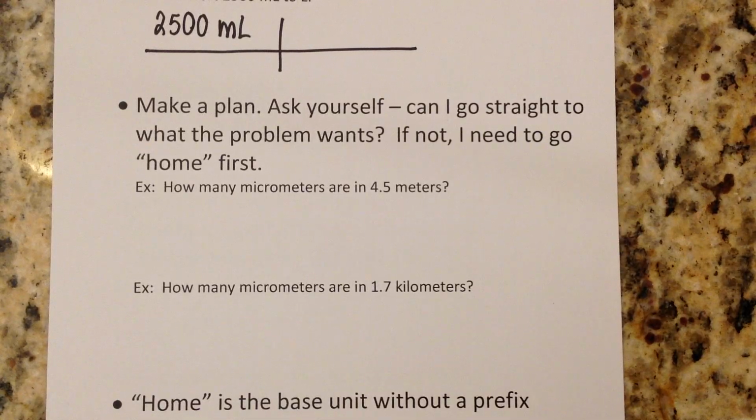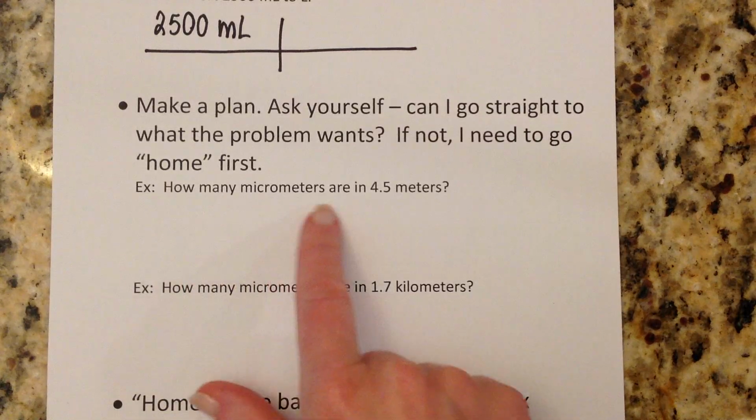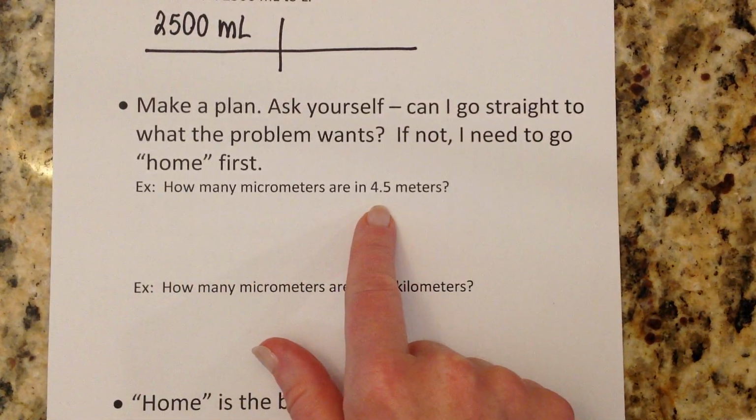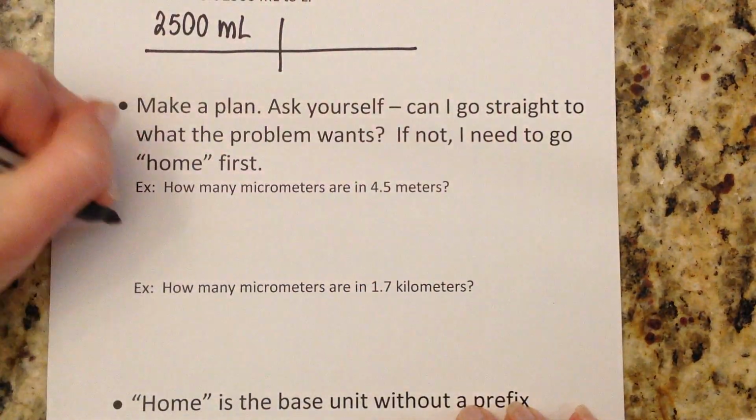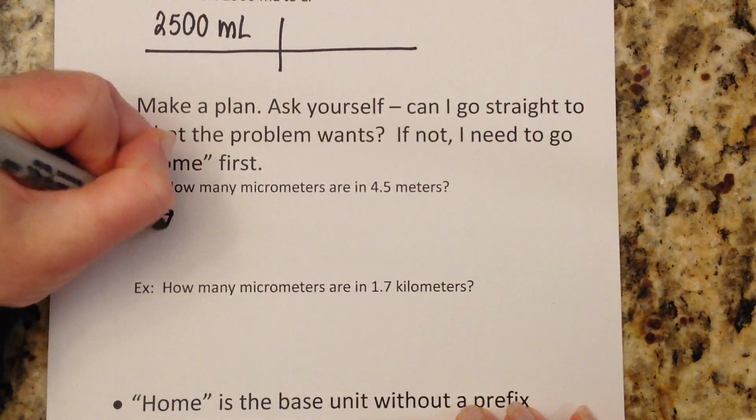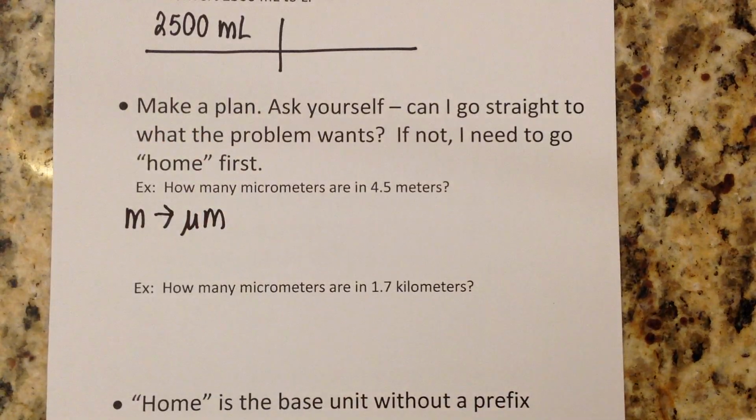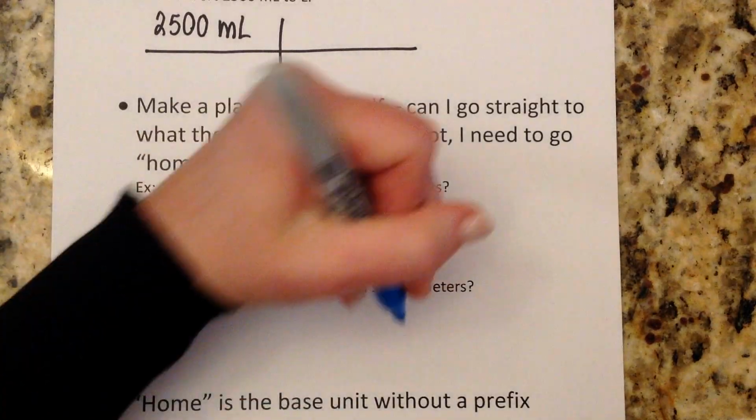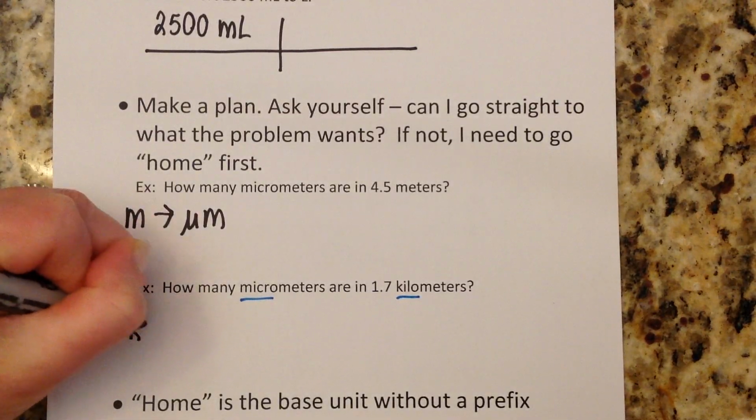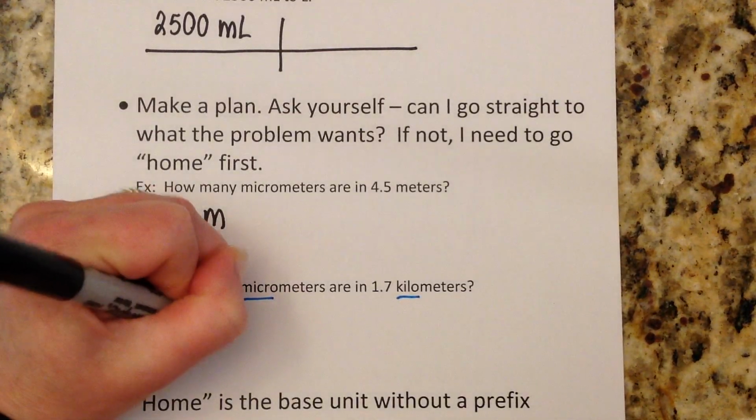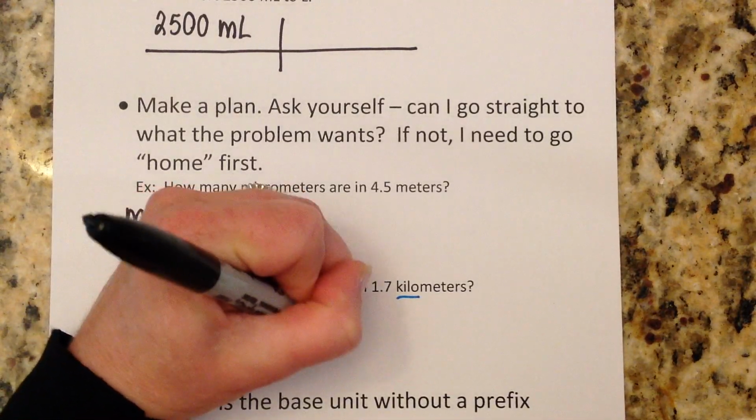Next, make a plan. Ask yourself, is it a straight shot, or am I going to need to go home first? For example, in this problem, you've got 4.5 meters and they want micrometers. I know a direct relationship, so I'm going to be able to go straight from meters to micrometers in this problem. But in this problem, they're asking me to go from kilometers to micrometers. So in this case, I'm going to have to go from kilometer to meter to micrometer.